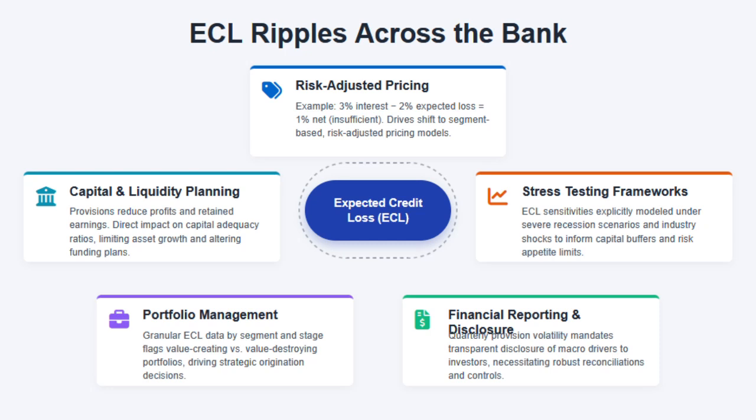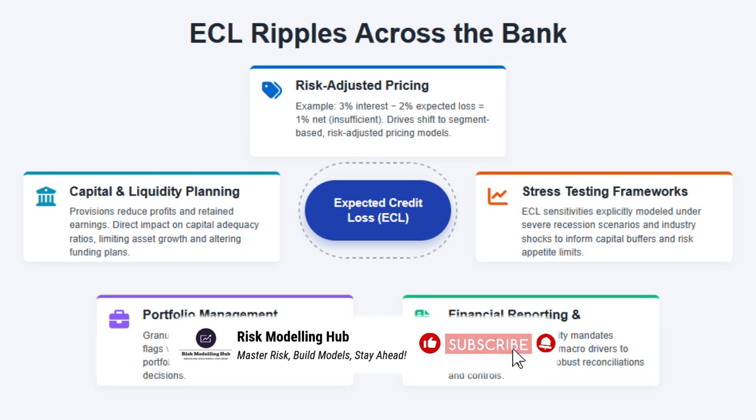Pricing decisions have fundamentally shifted. Banks now recognize that a loan originating 3% of interest income that has, let's say, 2% of annual expected loss doesn't generate an adequate return. And this has driven a shift towards risk adjusted pricing and risk based pricing models, where different customer segments pay different rates based on the credit risk.